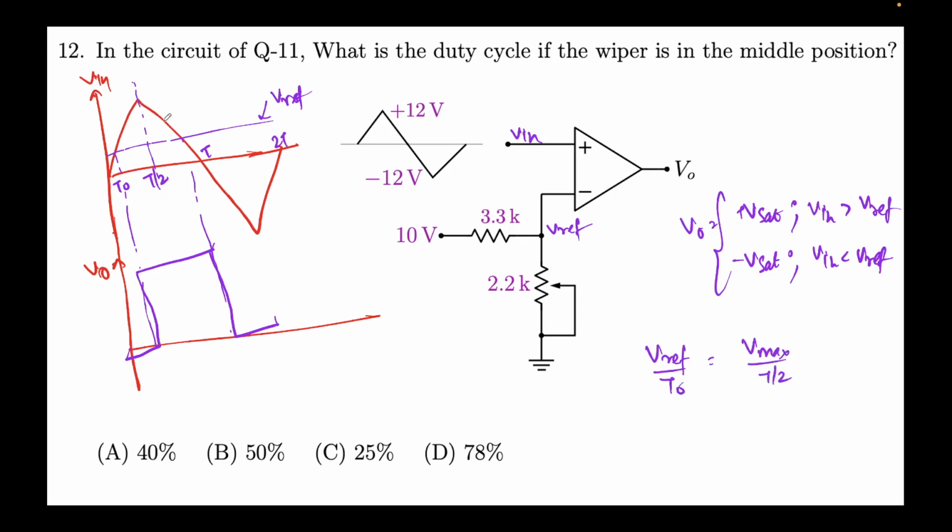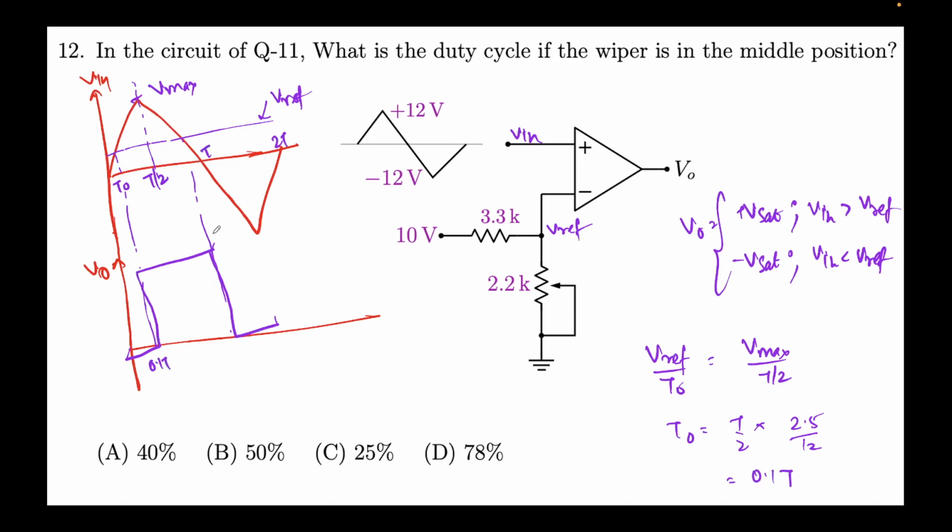Vmax is reaching here and Vref is the voltage here. This is Vmax. So if I calculate this, I'll get T naught equal to T by 2 times Vref over Vmax. What is Vref? Vref is 2.5, Vmax is nothing but 12. So if you solve this, T naught is coming out to be 0.1 T. So this time is 0.1 T.